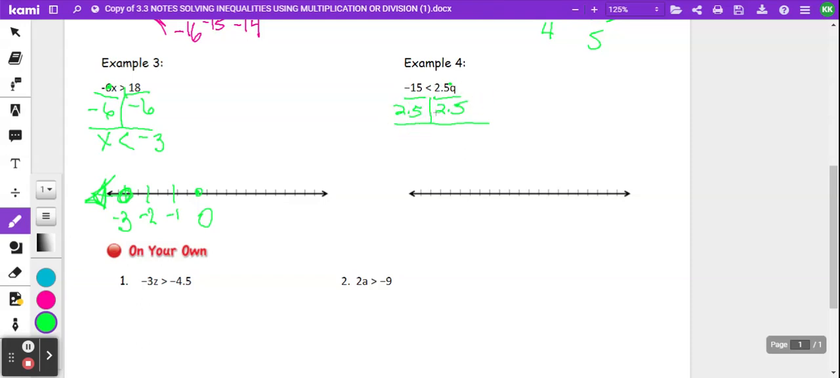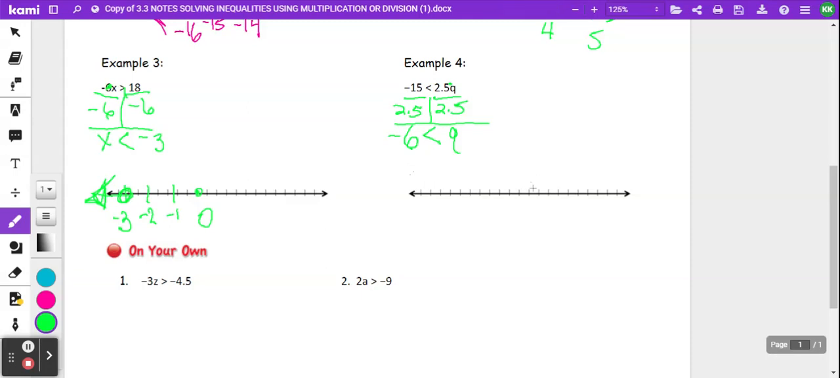Now I'm dividing by a positive. We don't care that the negative is on the 15. It's what we're dividing by. What's by the coefficient that matters. So since 2.5 is positive, I keep my inequality sign the same. I do not flip it. I bring down my q, and then I do negative 15 divided by 2.5, which is negative 6.